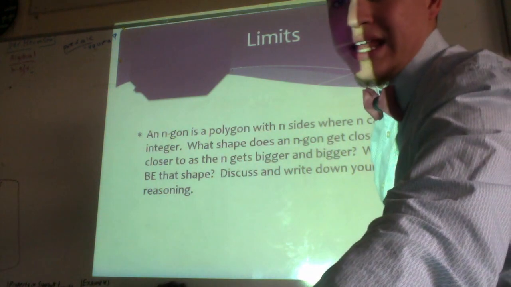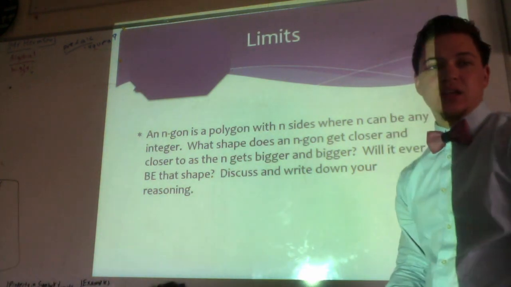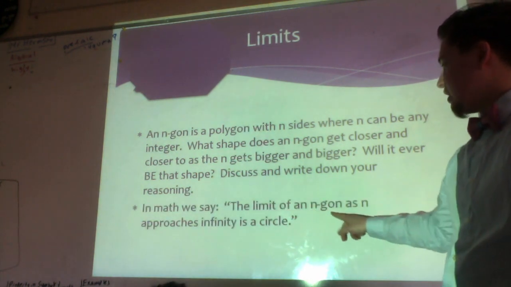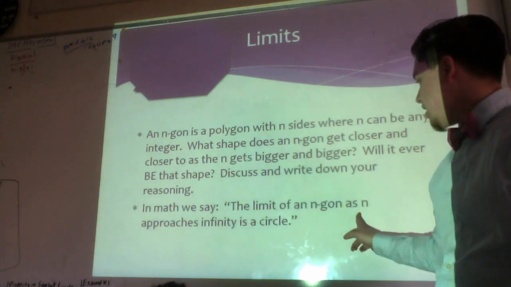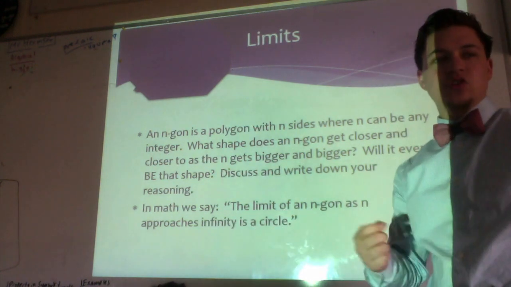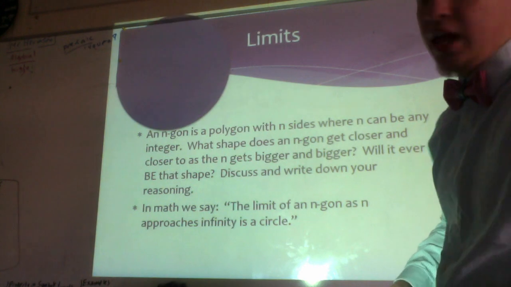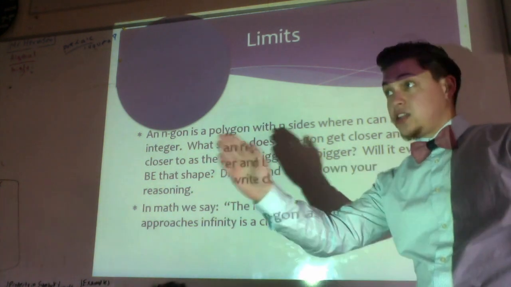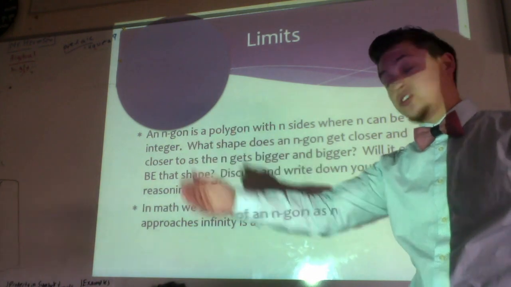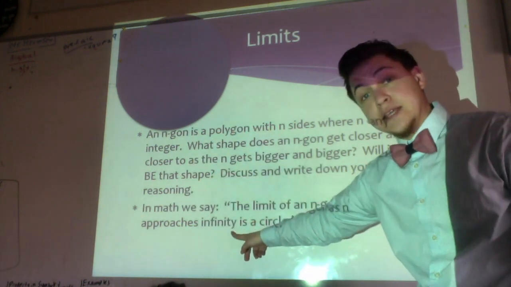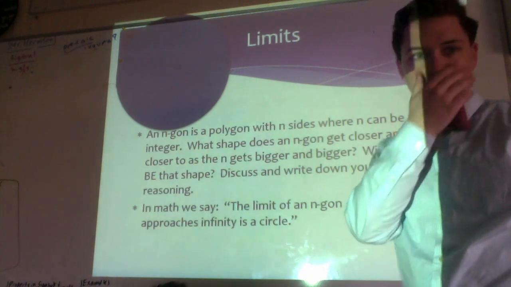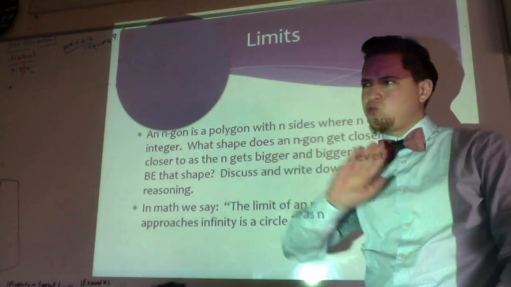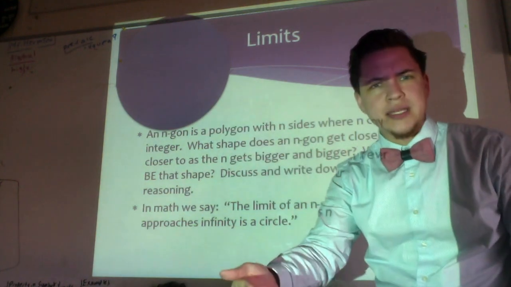So the way we would write that and say that in math is we would say the limit of an n-gon as n approaches infinity is a circle. Meaning, see that big old circle? The more and more sides we get, as n, the number of sides, gets larger and larger, as it approaches infinity, it is a circle. Okay? All right, so that's what a limit means. As it gets really, really large, what is happening?